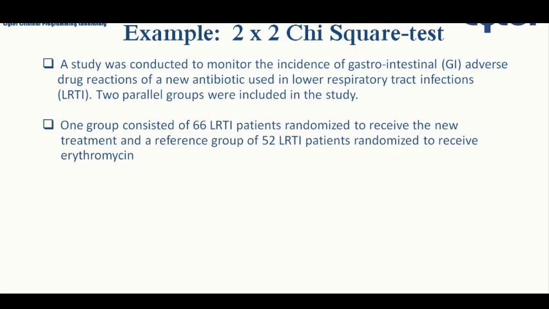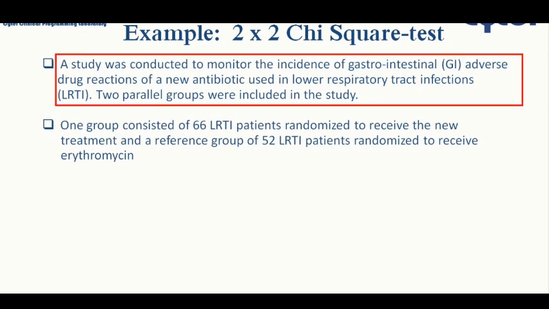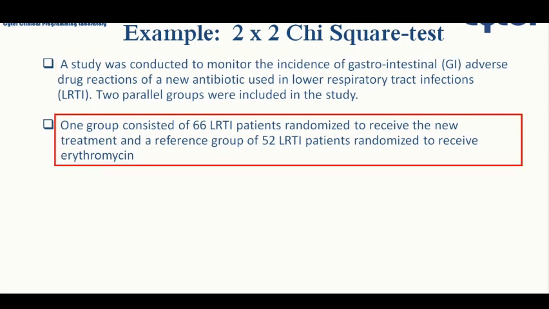So, let us consider one more example regarding this 2 by 2 chi-square test. A study was conducted to monitor the incidence of gastrointestinal adverse drug reactions of a new antibiotic used in lower respiratory tract infections. Two parallel groups were included in the study. One group consisted of 66 patients randomized to receive the new treatment, and a reference group of 52 patients randomized to receive the existing erythromycin treatment.